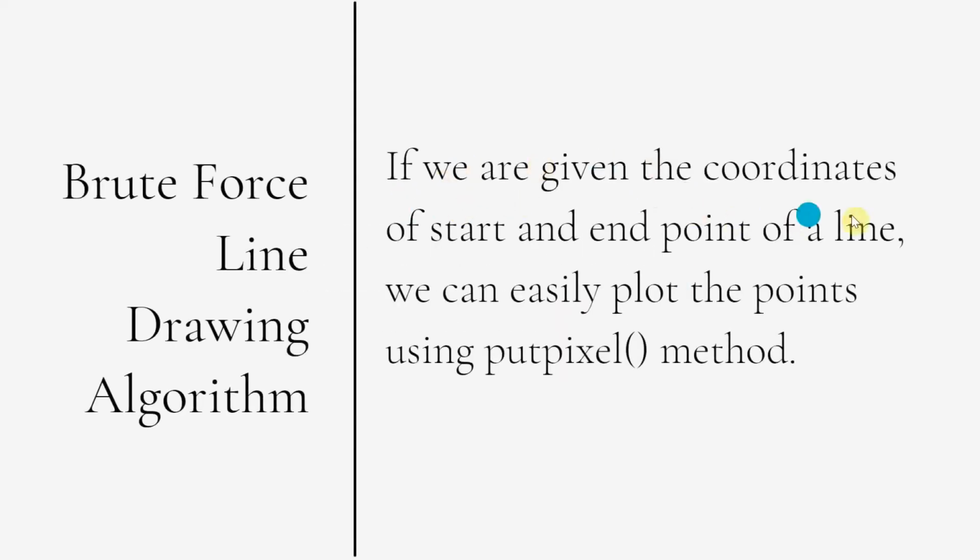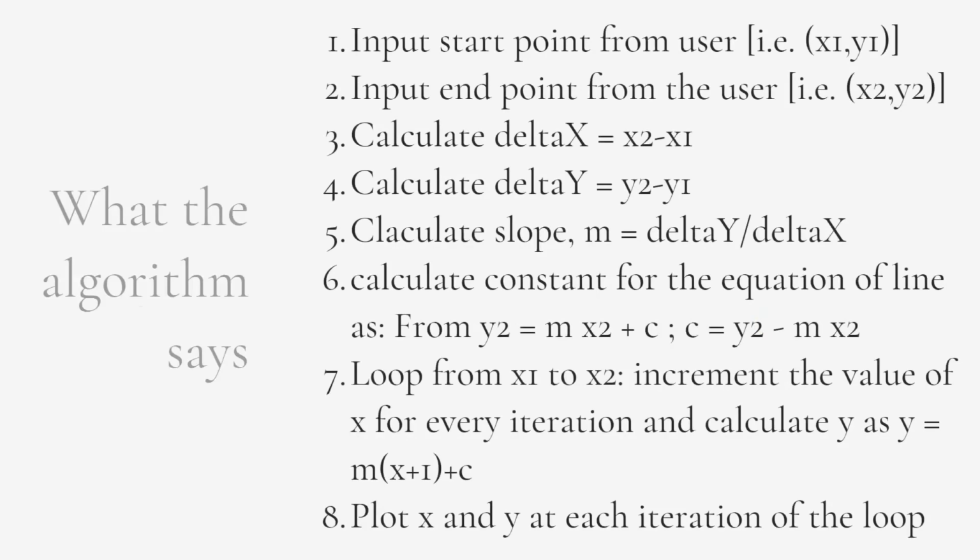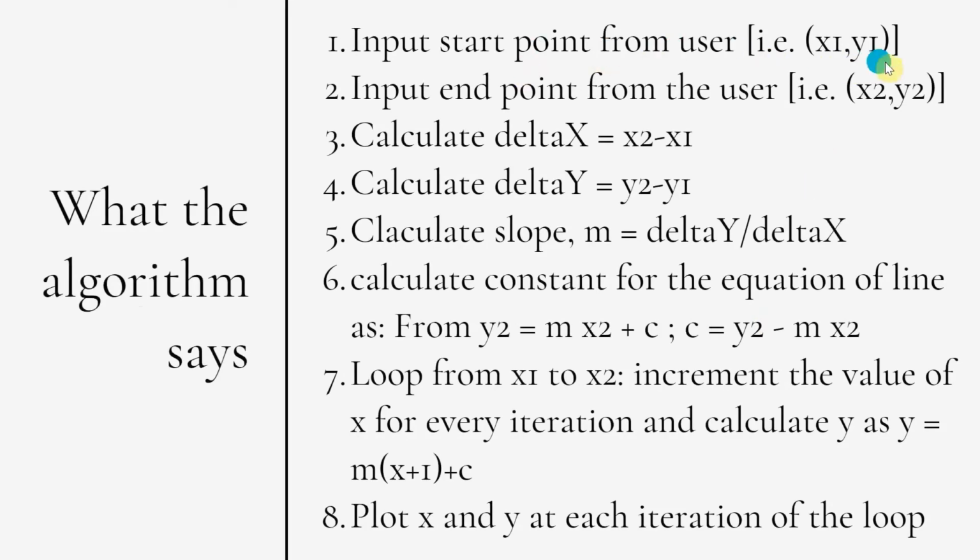If we are given the coordinates of start and end points of a line, we can easily plot the points using the put pixel method. We need to find the points in between both the start and end points. For that, we have this algorithm. It says we need to read the start and end point from the user as x1, y1 and x2, y2. Then we need to calculate delta x and delta y for calculating the slope.